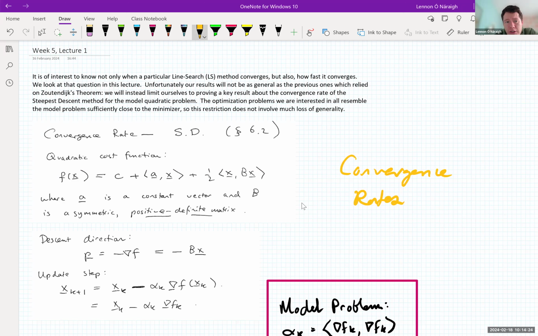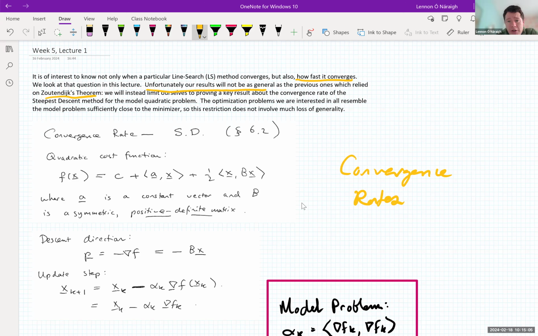Now, unfortunately, the results in this lecture are not as general as the previous ones. You'll recall previously that we used Zoutendijk's theorem to show that the steepest descent and the quasi-Newton methods converge, given certain reasonable conditions on the cost function. So these were cast iron guarantees of convergence. Here we're interested in how fast these particular methods converge, but the results are less general.